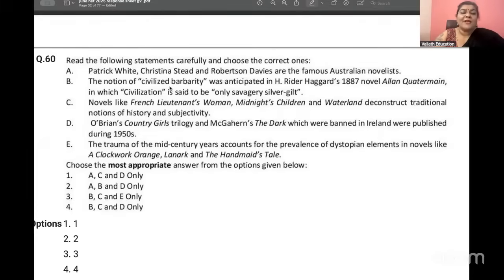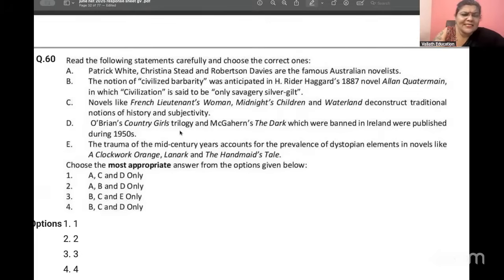The notion of civilized barbarity was anticipated by H. Rider Haggard's 1887 novel Allan Quatermain, in which civilization is maybe correct because it is so detailed, so descriptive. Maybe correct. Why should you think negatively? Maybe correct. Keep it aside. Novels like The French Lieutenant's Woman, Midnight's Children, Waterland deconstruct traditional notions of history and subjectivity. Yes, I know that. Absolutely correct. C is completely correct.